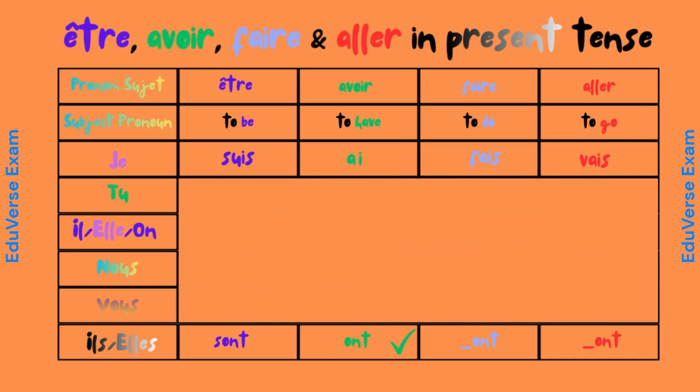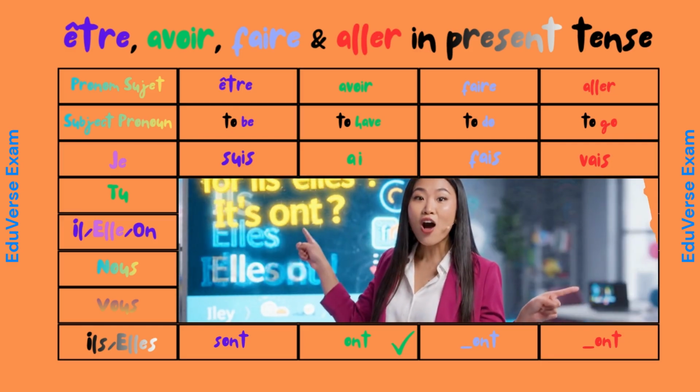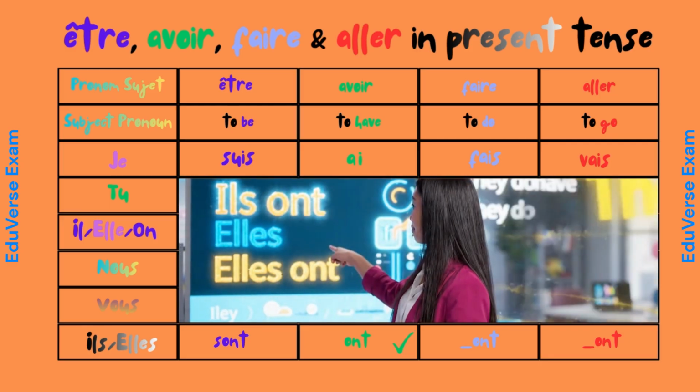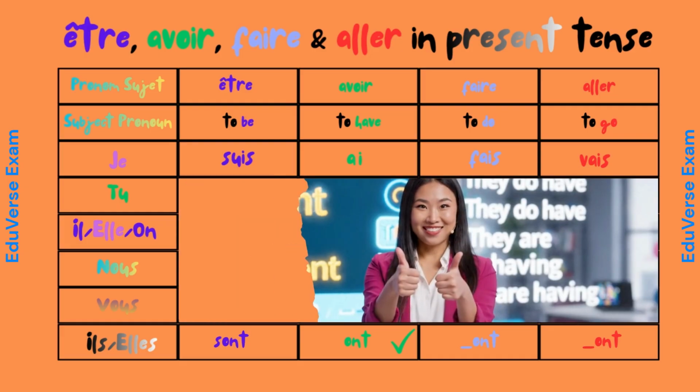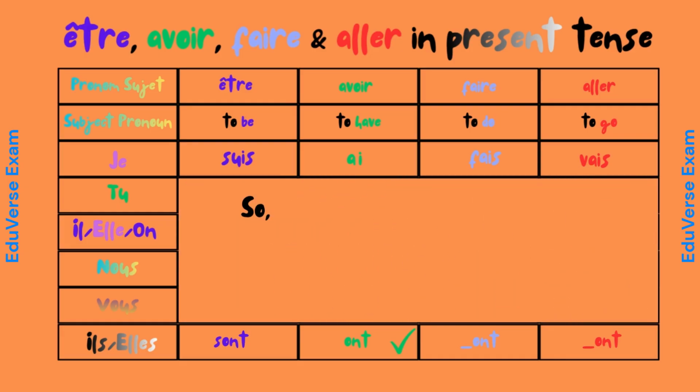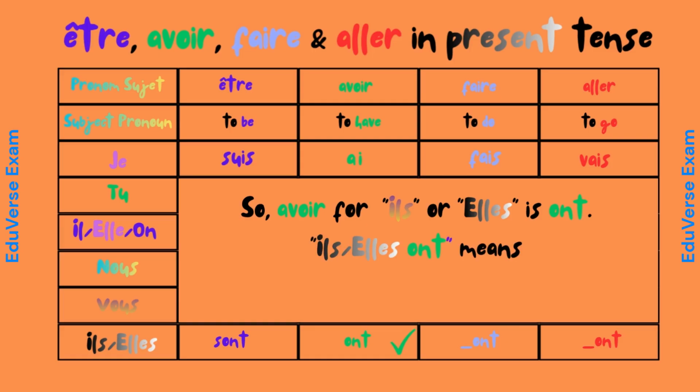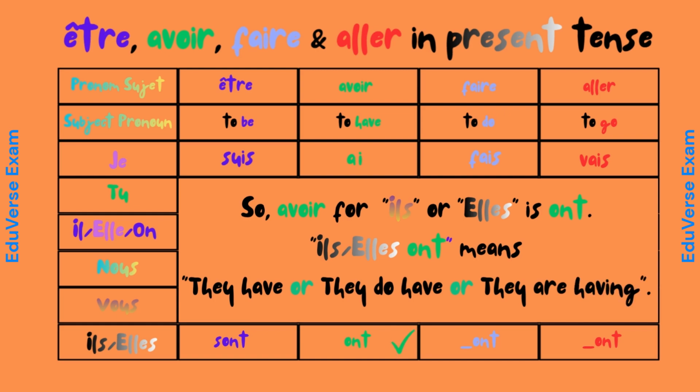So what's avoir for il or elle? We've already found out. It's ont. So avoir for il or elle is ont, ils ont, or elles ont. Means they have or they do have or they're having.